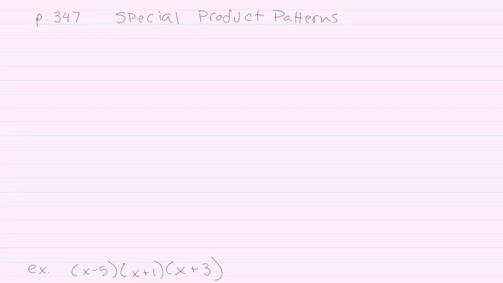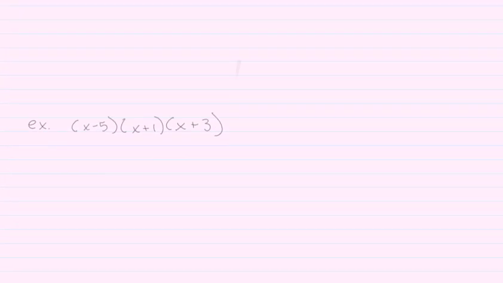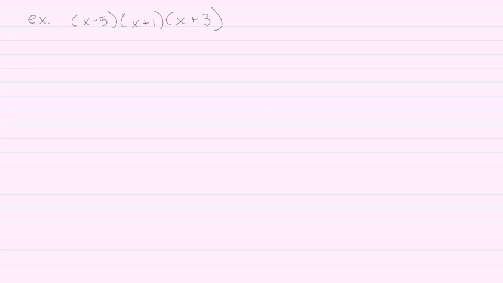Alright, and on page 347, you can see a couple of special products. So when I go to multiply these pieces, I have a couple of special products, and you can see what they are on that page. They're just some patterns that might help you. So in this case, I'm multiplying 3 different pieces.